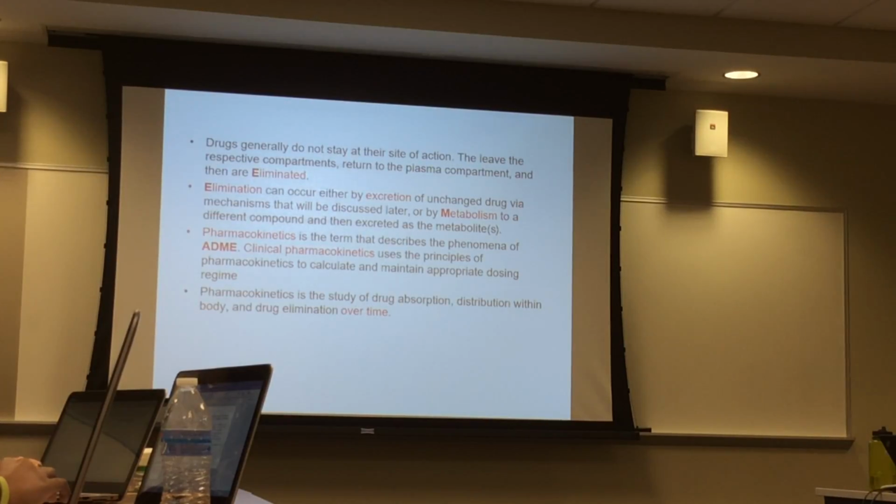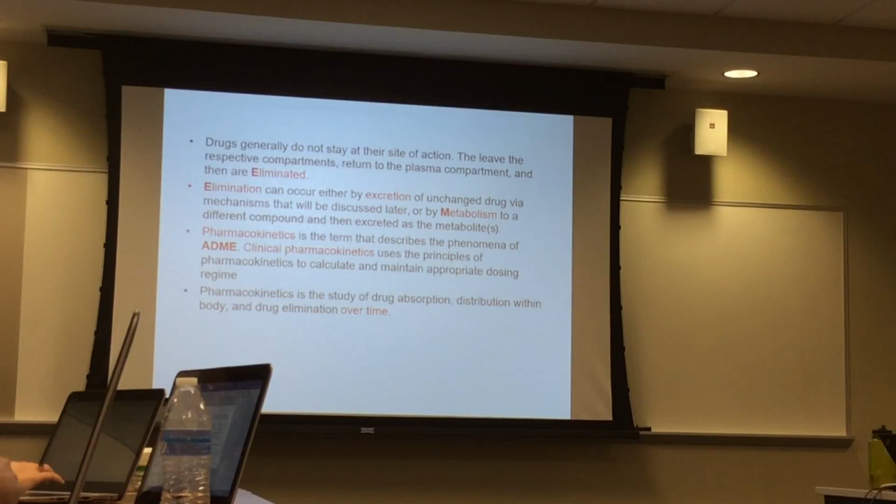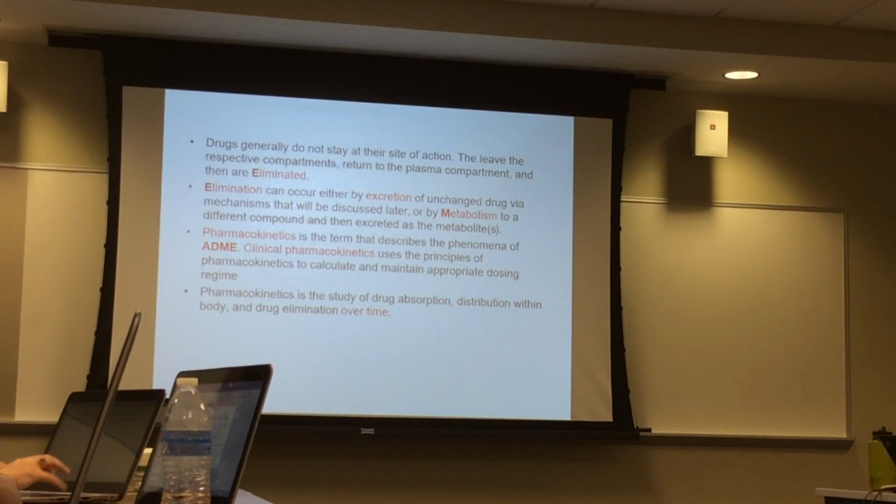Okay, so one part of the process of pharmacokinetics, you have the absorption and distribution, then the elimination, which we'll cover next lecture, which can occur either by excretion, so the drug gets excreted in its basic form or its variant form with no modification, or it could be metabolized.